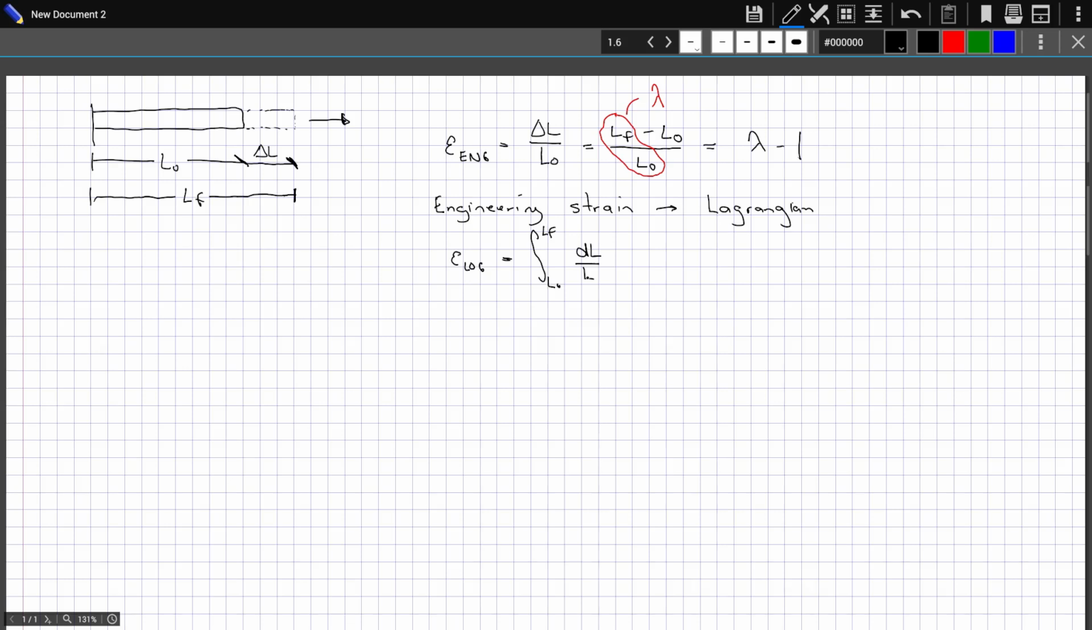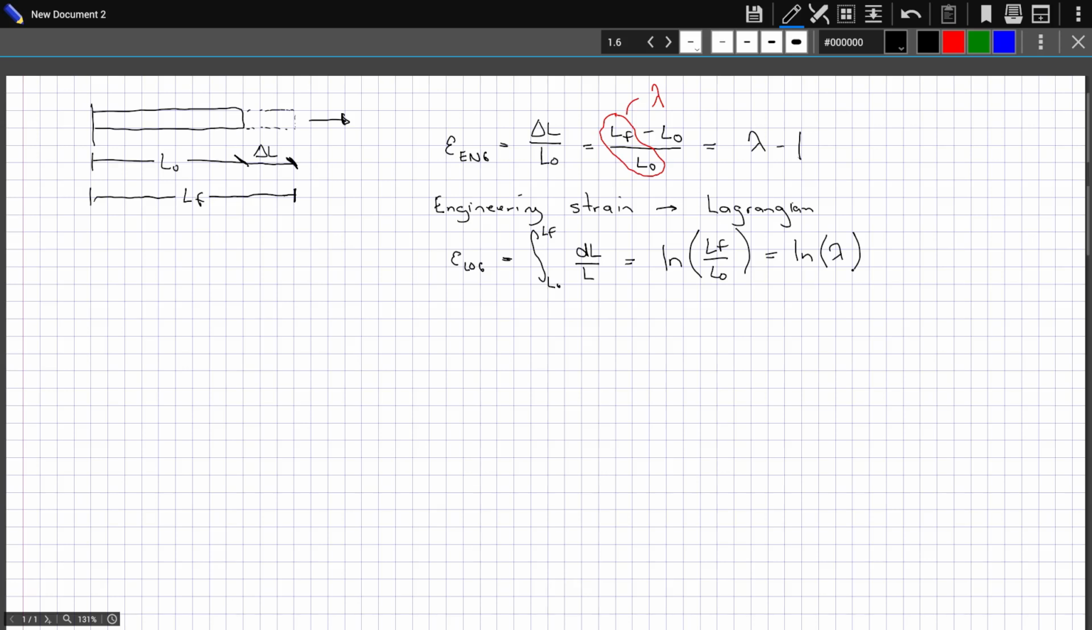Or you might think of it like in an experiment, L of t. As time progresses, the length changes, and we're always normalizing that. So if you solve this integral, the answer is the natural log of LF over L0, or the natural log of our stretch, lambda.